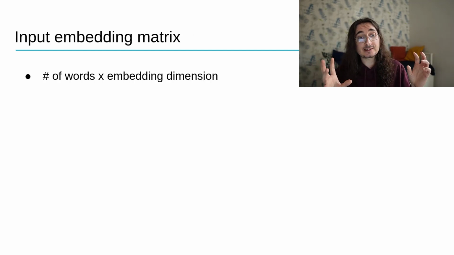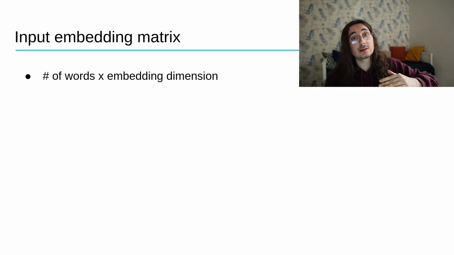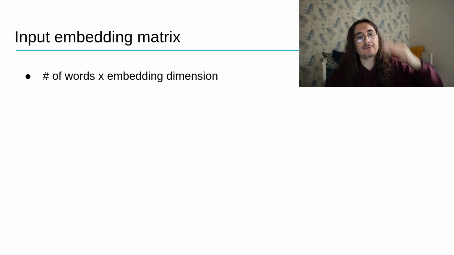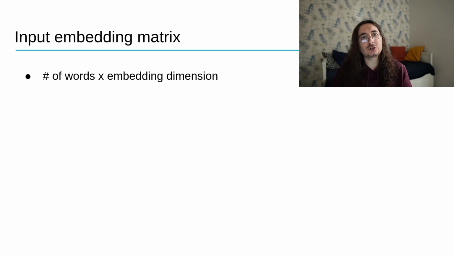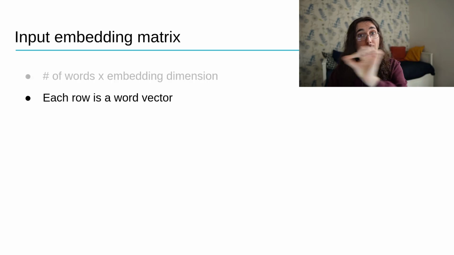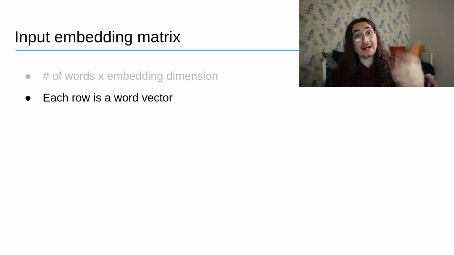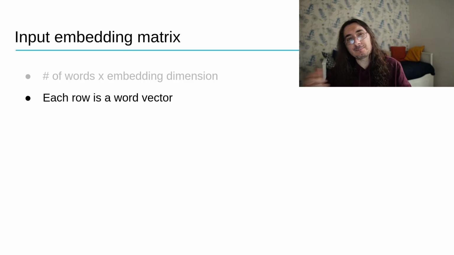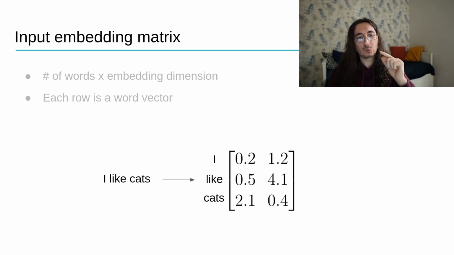The dimension of this matrix is going to be the number of words, and that is the number of rows that we have, by the embedding dimension. And this is something arbitrary. You can put it to 64, 128, or 2, as in our example for simplicity's sake. Each row is going to be a word vector. In other words, each row describes the embedding for a word. It provides all the features, and by feature I mean all the values of the embeddings for that particular word.